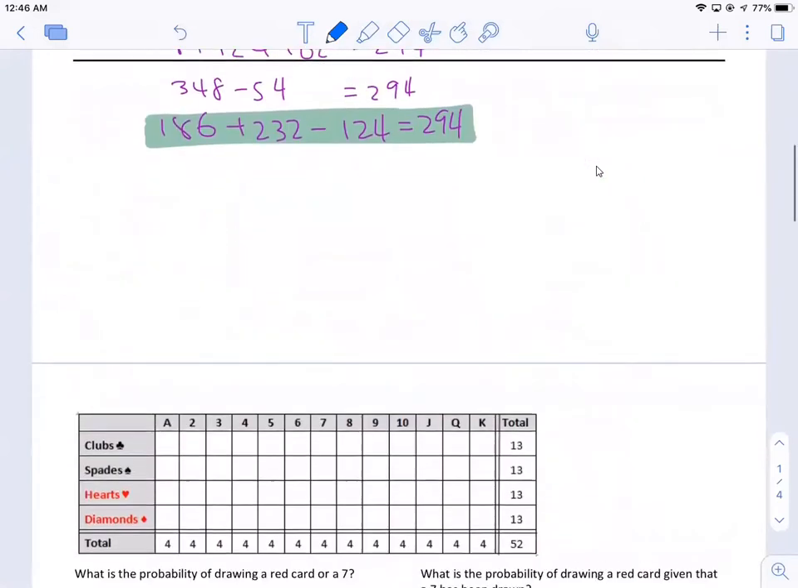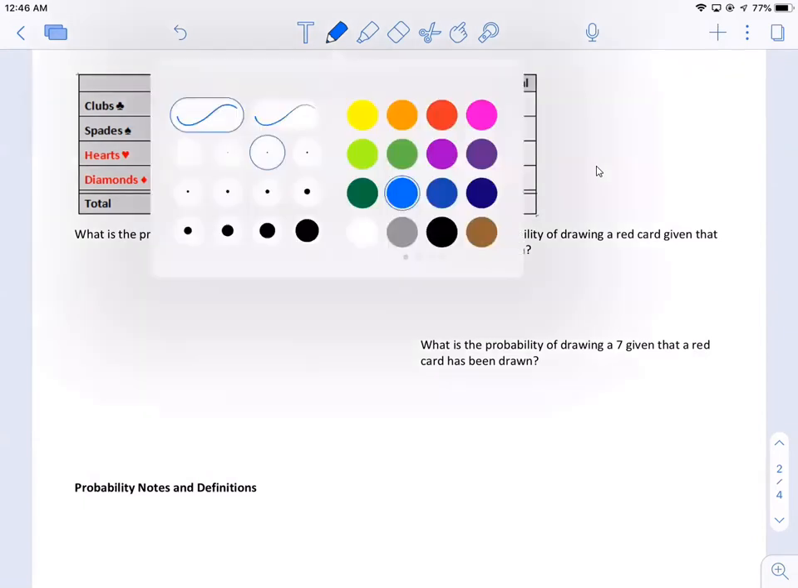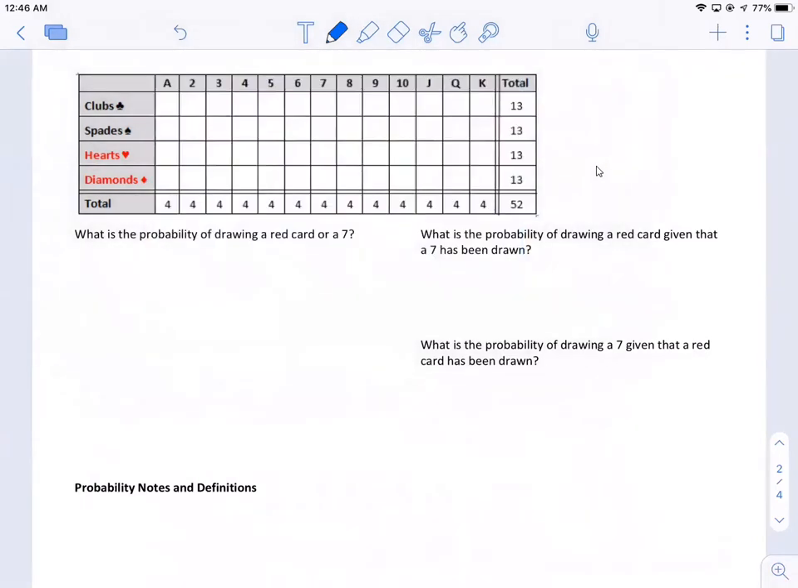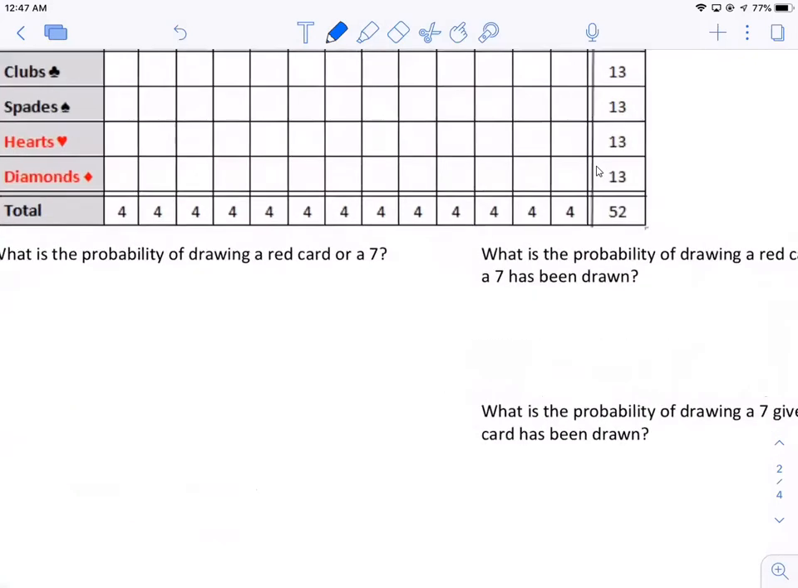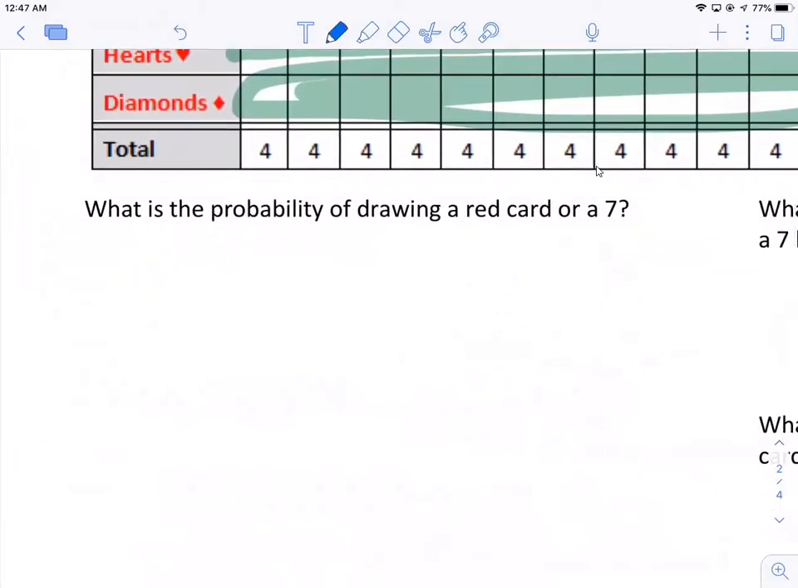You just want to sum up those numbers in there. All right, so I want to take a look at the card depot station from the last lesson because we can get some good definitions from here. If I ask, what is the probability of drawing a red card or a 7? How many red cards do I have? I'm going to have 26. So I'm just going to write down the probability of drawing a red card. That's 26 out of 52.